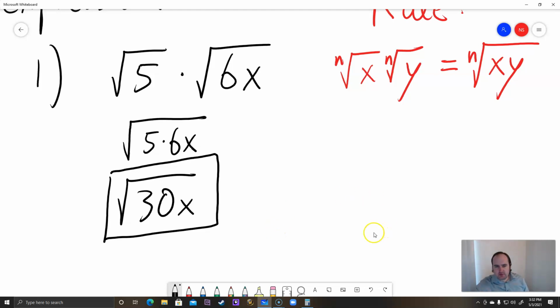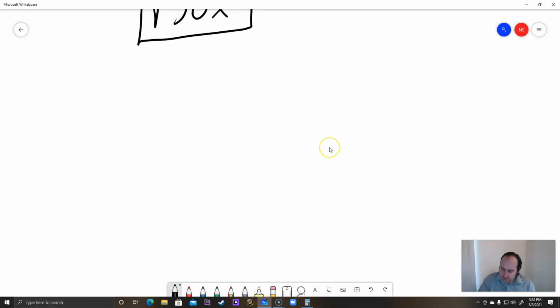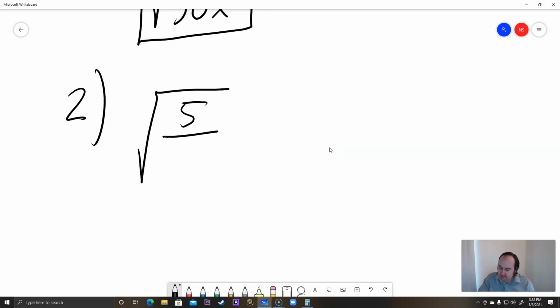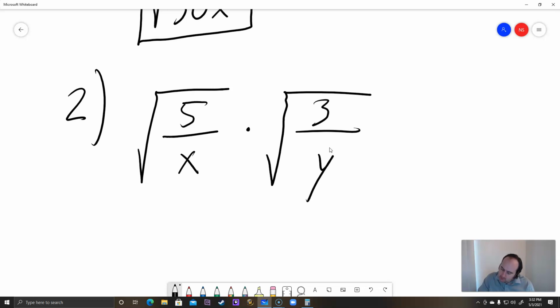Okay, so let's see example number 2 of simplifying radical expressions. For example number 2, we have the square root of 5 over x times the square root of 3 over y. The square root of 5 over x times the square root of 3 over y.